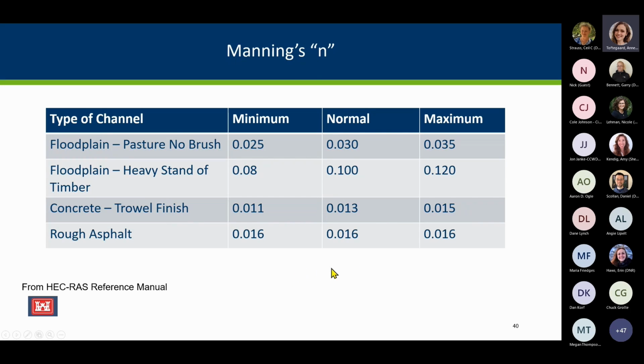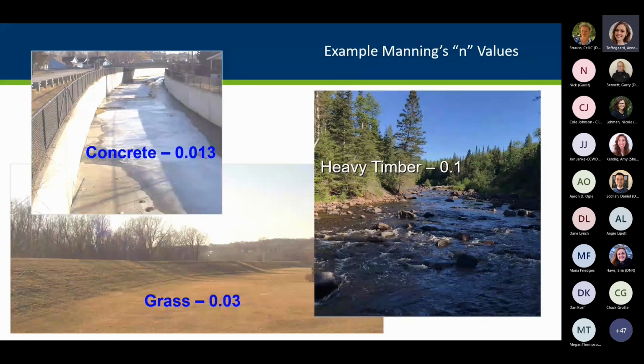These values are important because if water flows over a rougher surface, it's not going to go as quickly and the water surface elevation will be higher. So that can have an impact on how much flooding and how high the water levels are going to be in any given stream. So the next slide here shows some examples of Manning's N values for different surfaces.